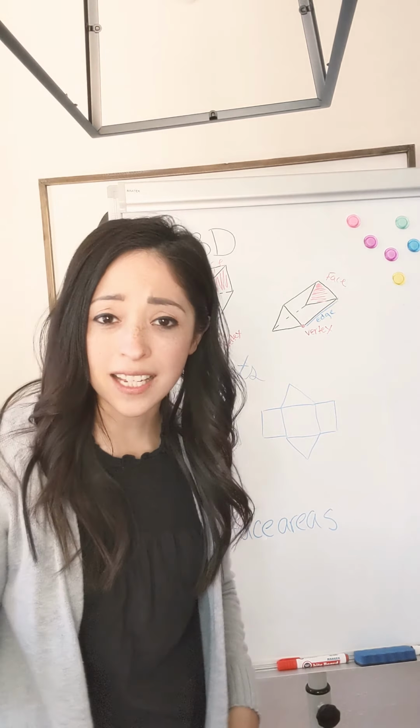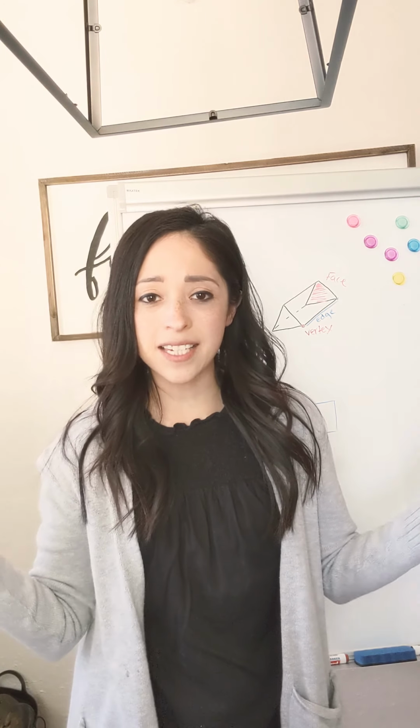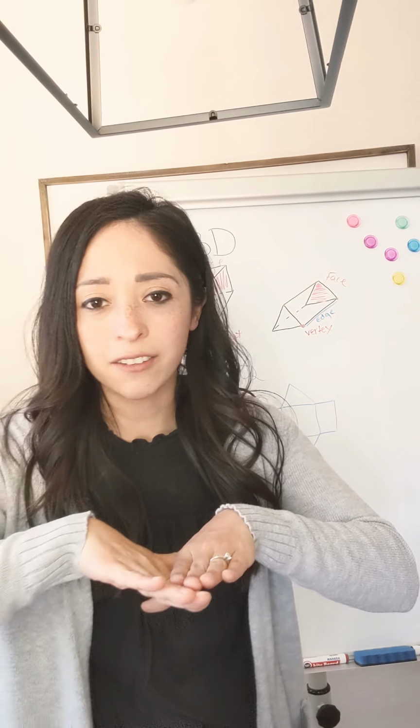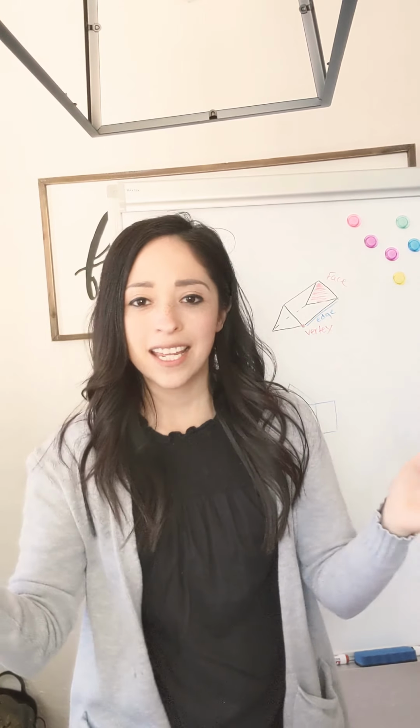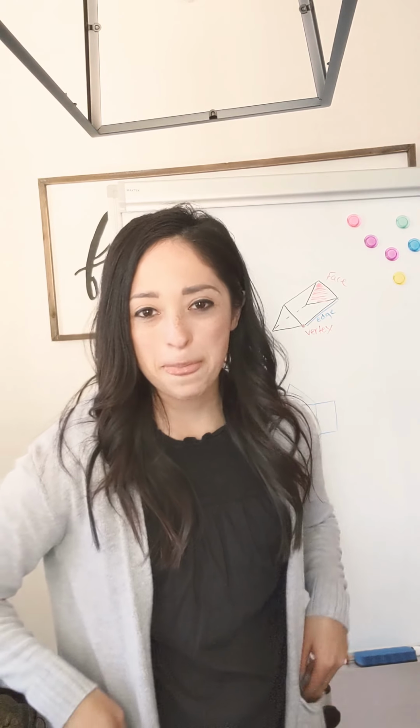Where do we use nets in real life? Well, when you wrap a present, you are creating a net that you can fold and it will cover the shape entirely, right? And if you were to unfold it, it creates a net of your three-dimensional shape, whether it's a rectangular prism or a triangular prism, okay?